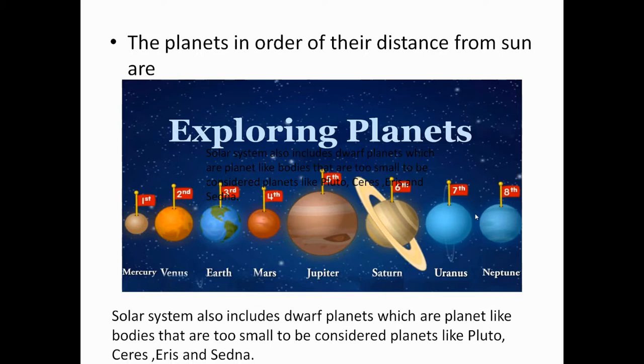Usually we call a very short or small person a dwarf. Similarly, dwarf planets are planets which are so small that they cannot be called planets. Hence, they are called dwarf planets. So we have dwarf planets like Pluto, Ceres, Eris, and Sedna in our solar system.